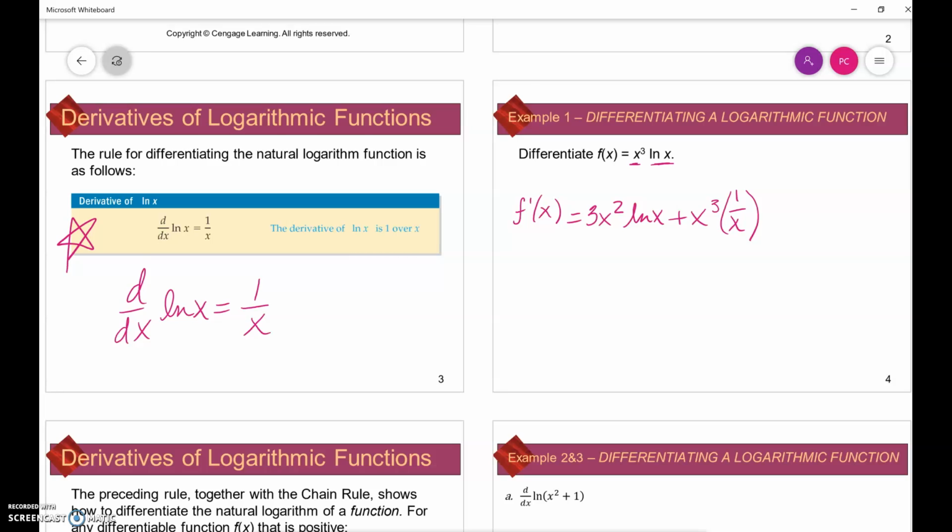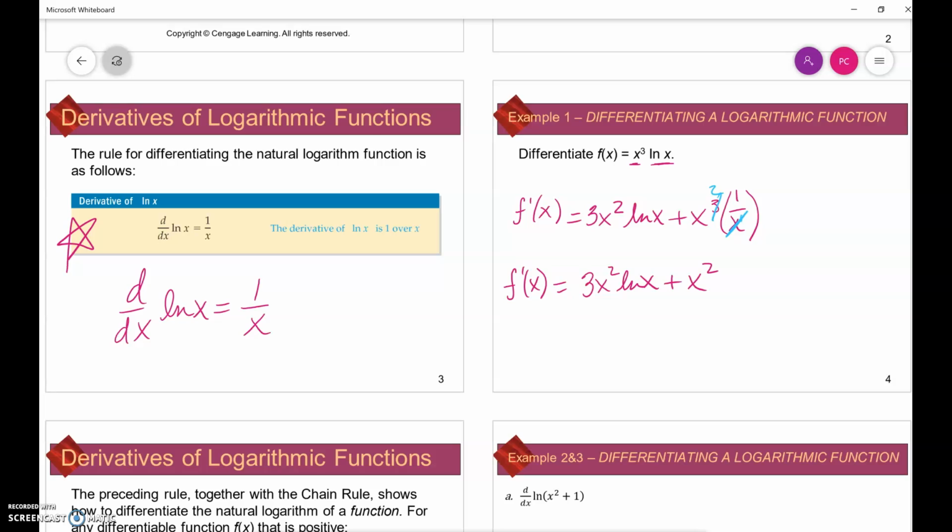The first part of that function doesn't simplify, so we're going to just rewrite it. So f prime of x is 3x squared ln x. And it's important that you're putting anything that's not inside the logarithm in front. That way you don't accidentally put something inside the logarithm that doesn't need to be there. And then on the second one, if I do x cubed times 1 over x, I get x squared, because one of these is canceling with the 1 in the bottom. And that's it. You've taken the derivative using logarithms.